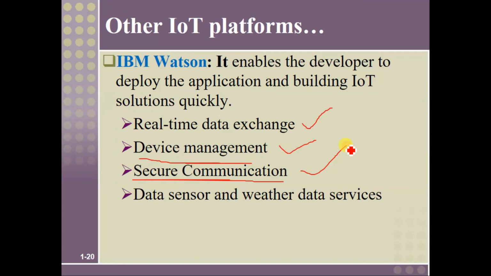Another one is data sensor and weather data services. So IBM Watson in general provides real-time data exchange among the devices, device management in order to secure the communication among the IoT, and is also used for data sensor and weather data services.